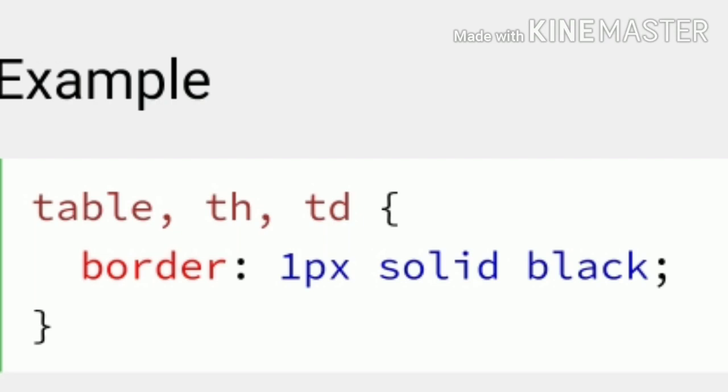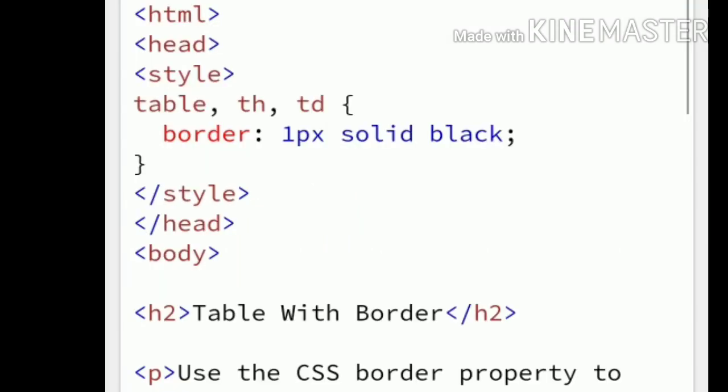After that your program generally starts with the body tag. Then you can go for an h2 tag, that is a heading tag: h2, Table with Borders, closed with backslash h2. Use the CSS border property to add a border to the table.